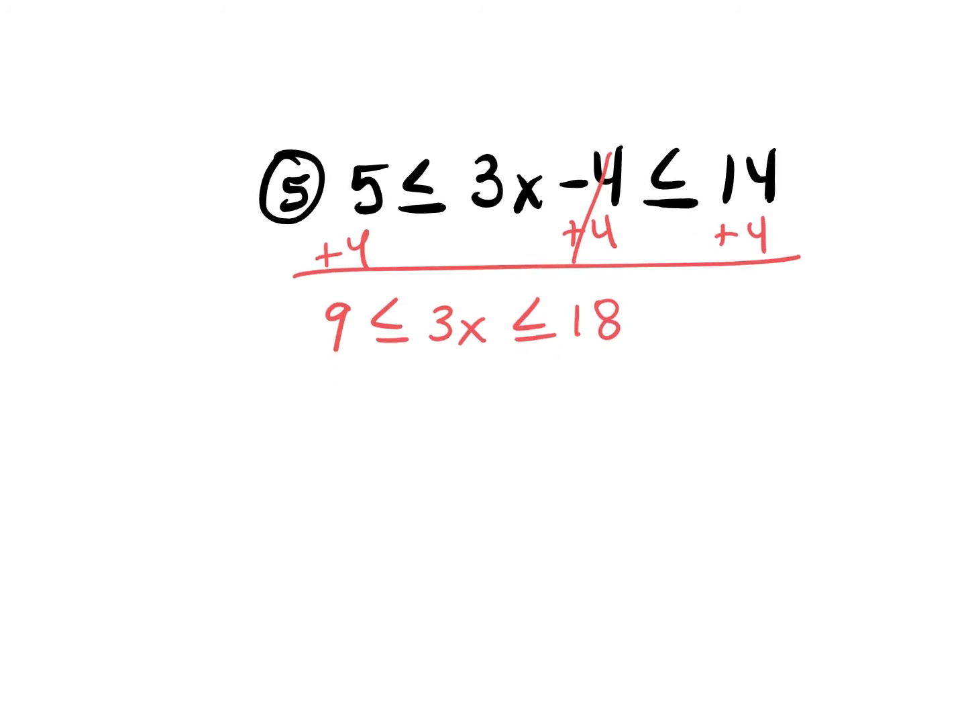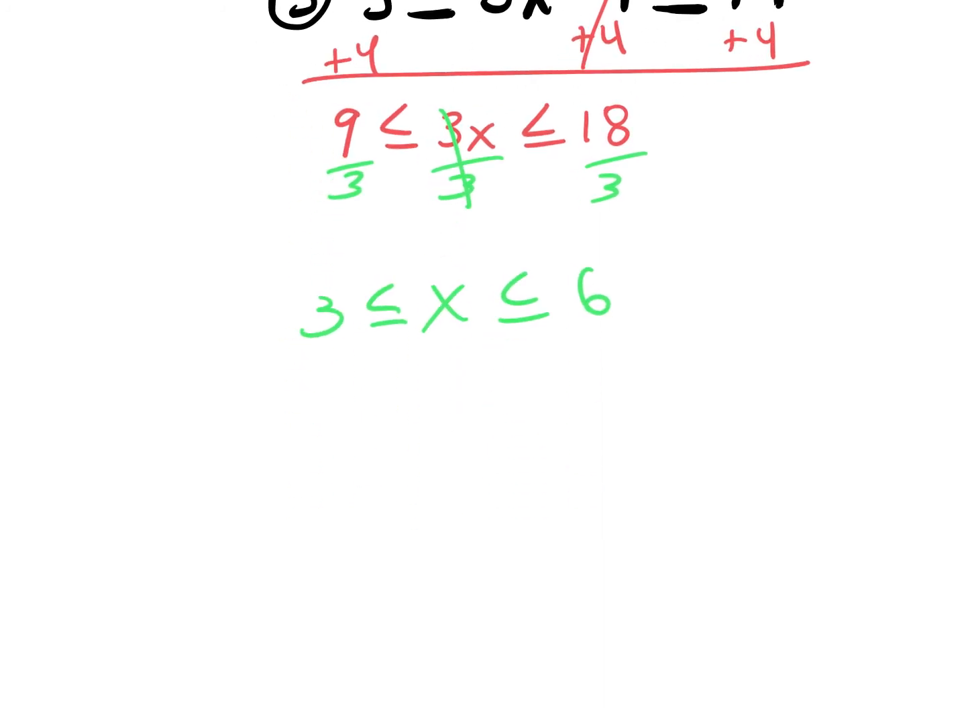Now what? Divide by 3. Am I dividing by a negative number? No. So 3 is less than or equal to x, less than or equal to 6. If one of them were negative, then would all of them change or just one of them? Just the one.